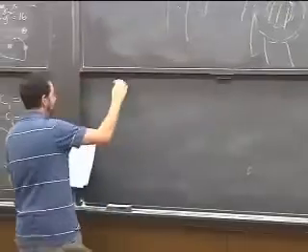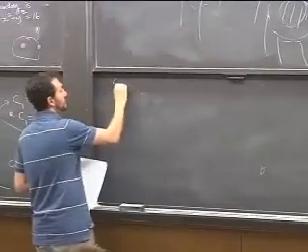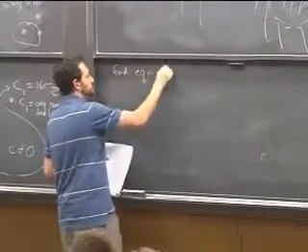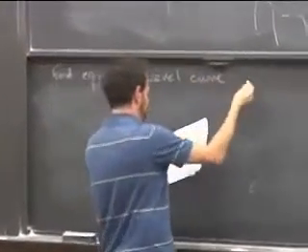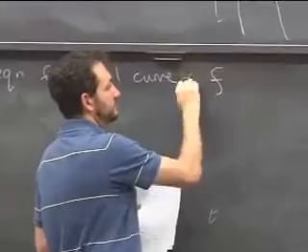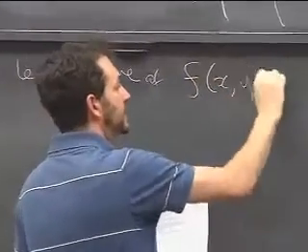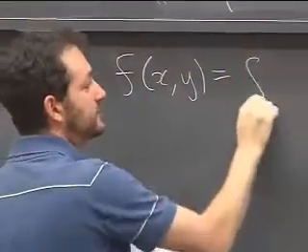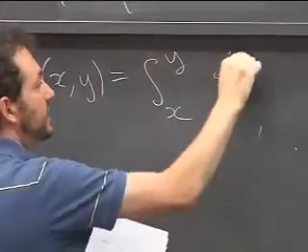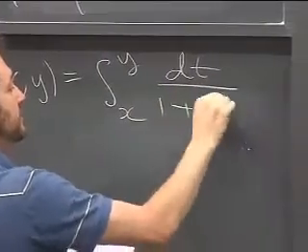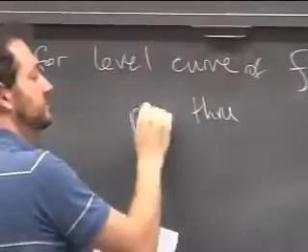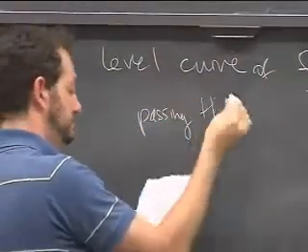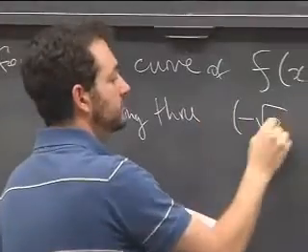All right, here's another quick level set question with no other parts. It just says, find an equation for the level curve of f of x, y, and here's a bizarre function: the integral from x to y of dt over 1 plus t squared, passing through minus root 2, comma root 2.